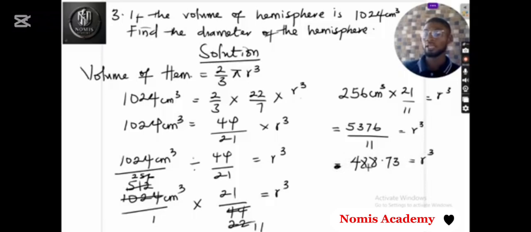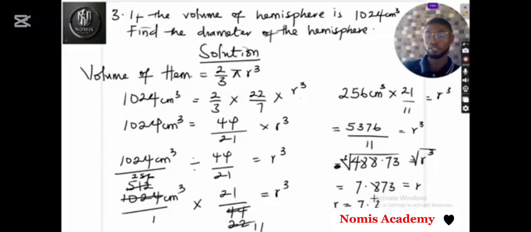So 488.73 equals r cube. So we'll find the cube root of both sides. So the cube root of 488.73 is equal to 7.877. So the cube root of r cube is r. So our radius is equal to 7.873. So since the question is asking for diameter, so we know that 2 radius is equal to diameter.